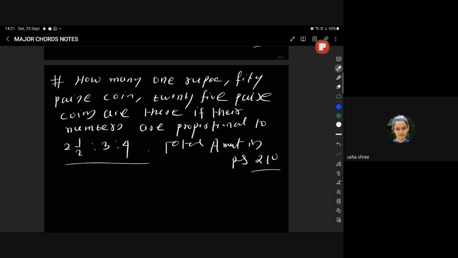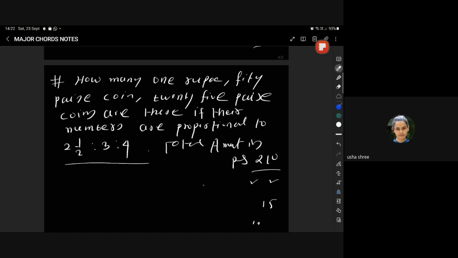Suppose they are telling you that you have 15 rupees in your hand. You have only a 1 rupee note, a 1 rupee coin and a 50 paisa coin. They have given you the ratio, like 2:1 or 4:2, like that. You have to find out the coins.